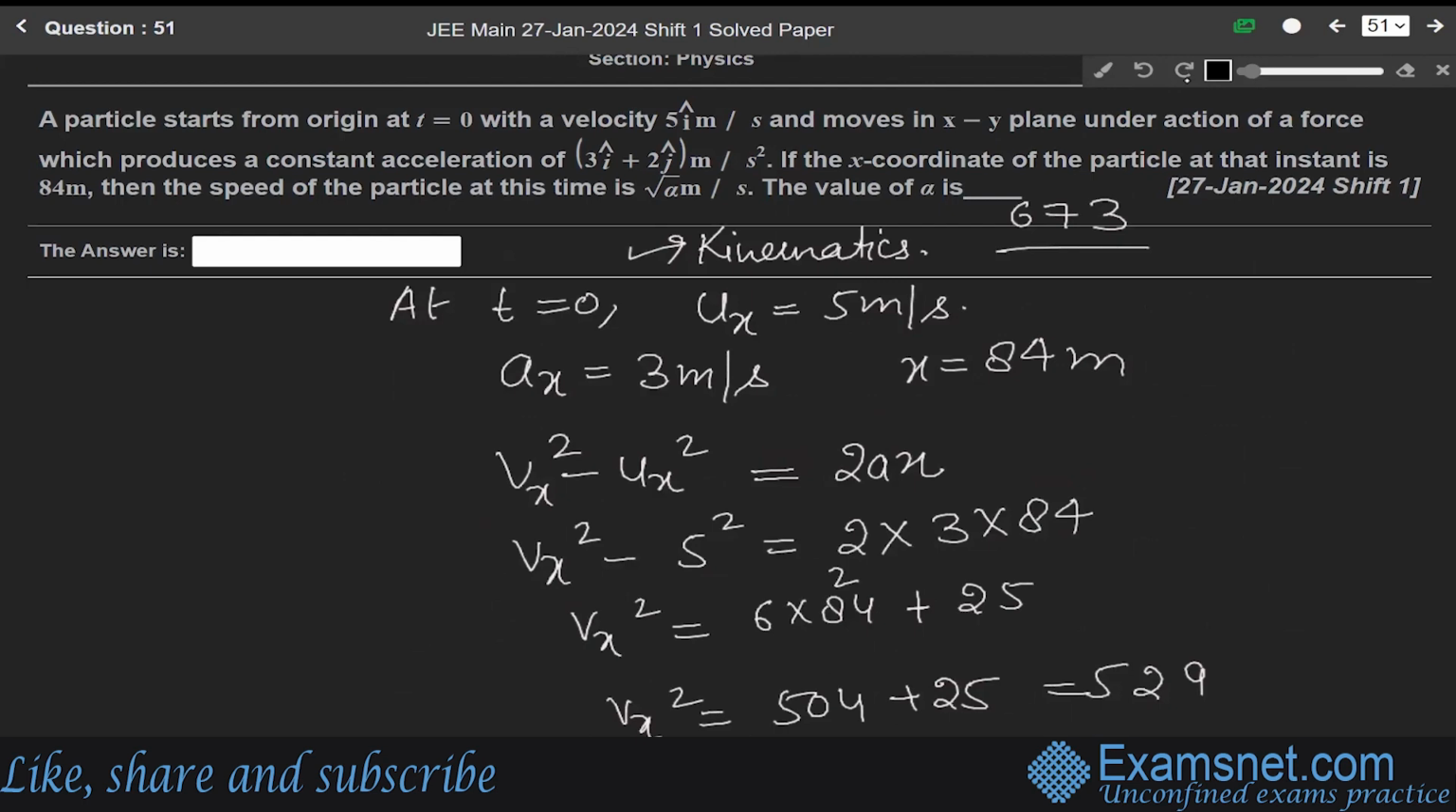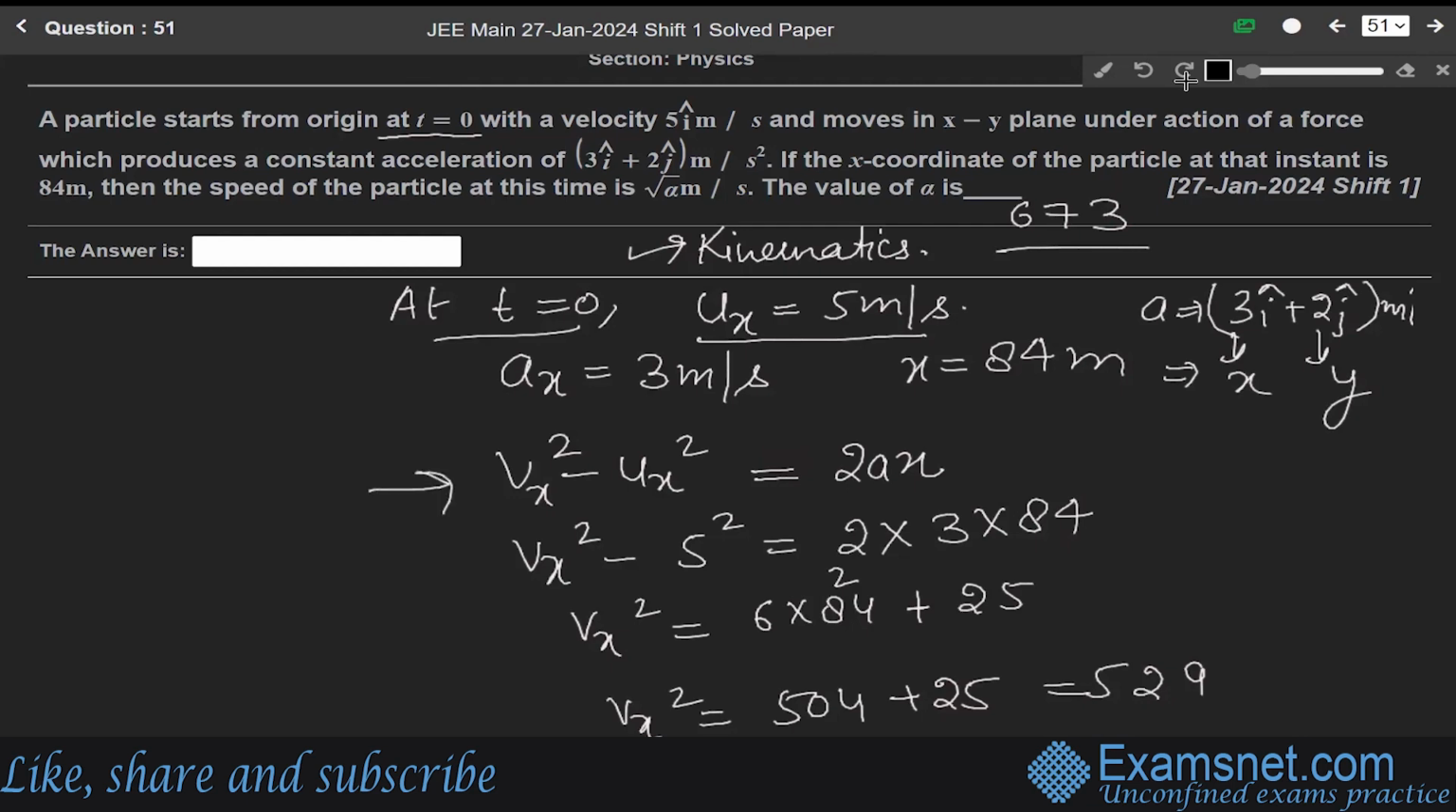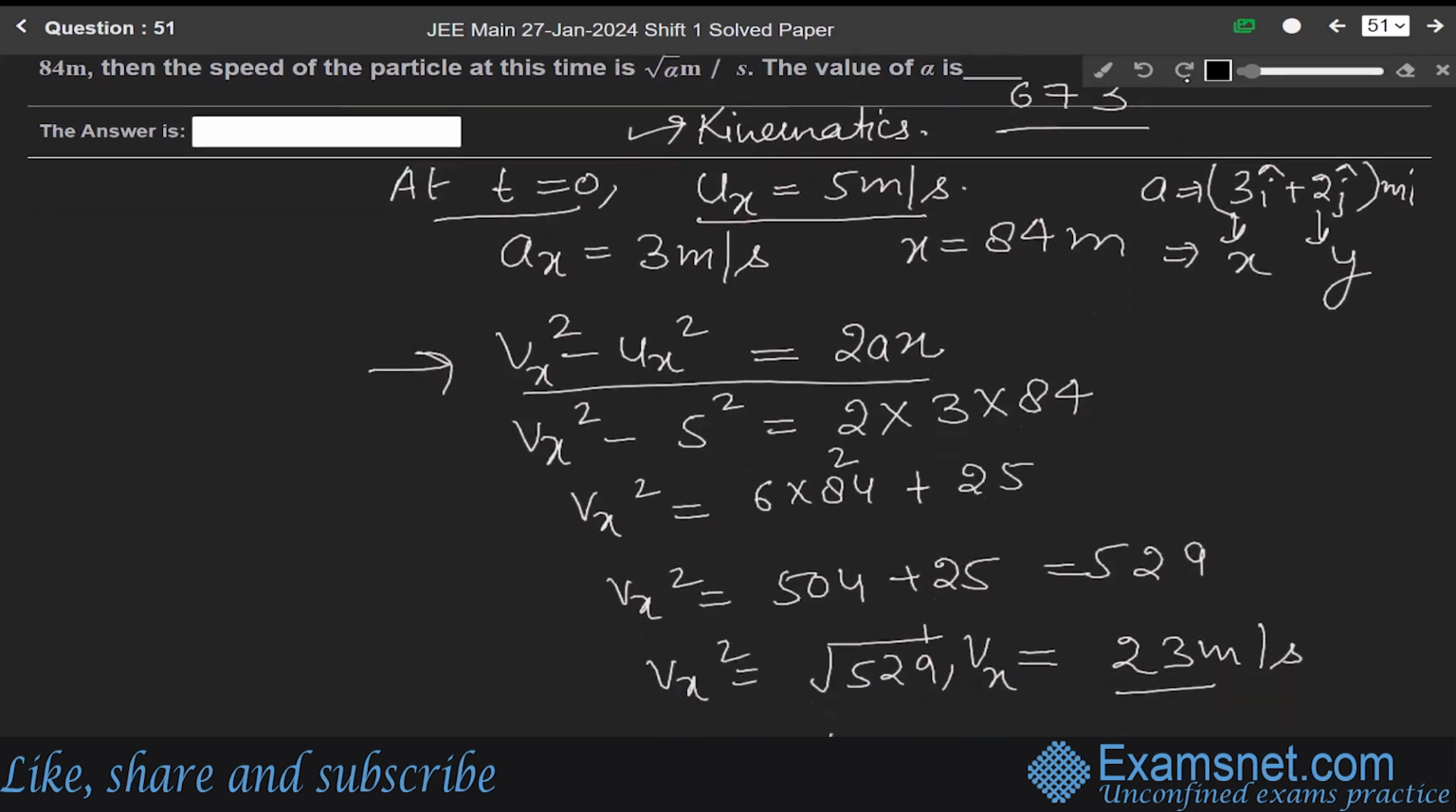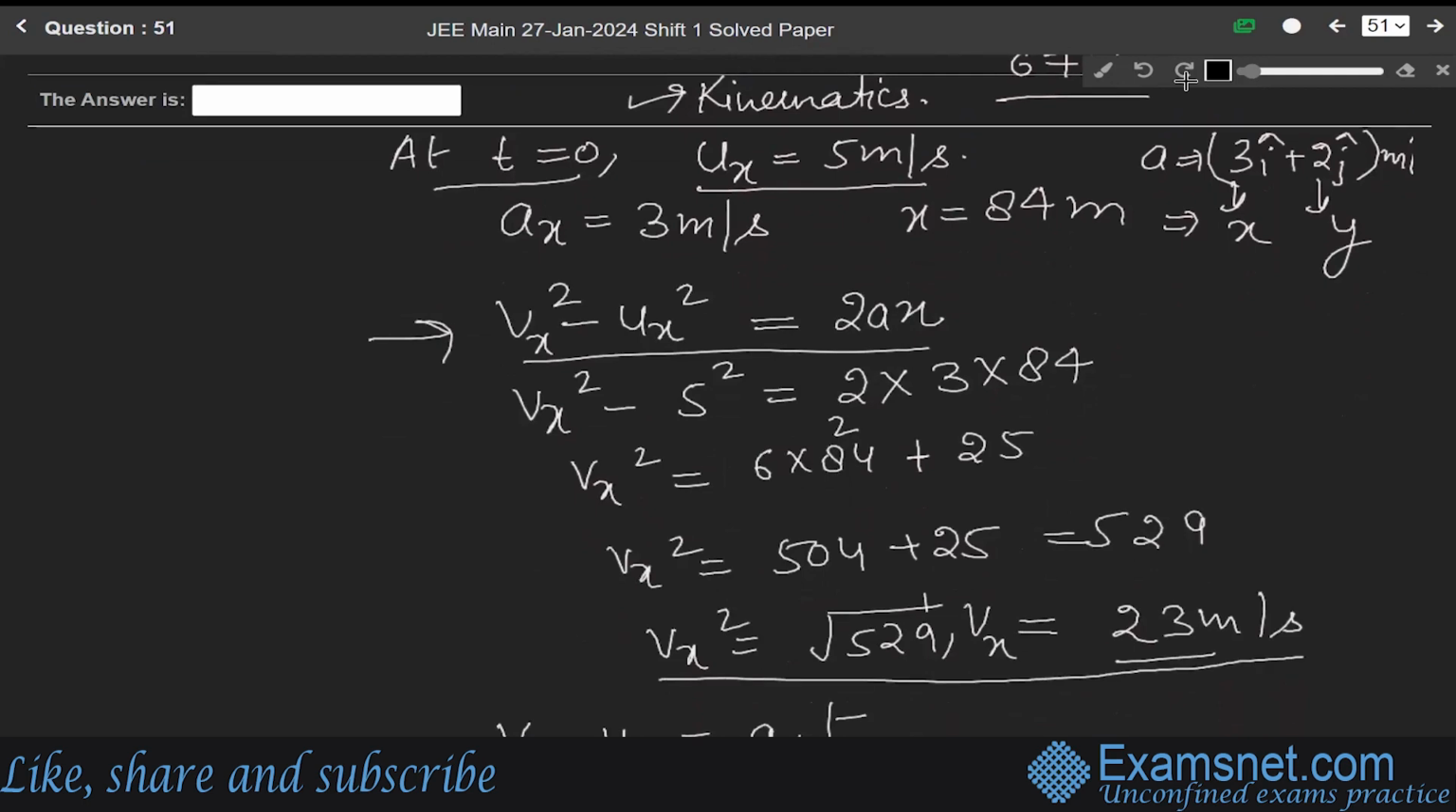Again, I'll repeat this question. According to this question, initially when t equals 0, the velocity is given as 5 î meter per second. Means at t equals 0, the initial velocity ux equals 5 meter per second. At that time, acceleration a is given as 3 î plus 2 ĵ meter per second square. Means this is along x, this is y. So ax will be equal to 3 meter per second square and x is given as 84. Using the third equation of motion, vx square minus ux square equals 2ax. From this we find the value of vx. vx comes out to be 23 meter per second.